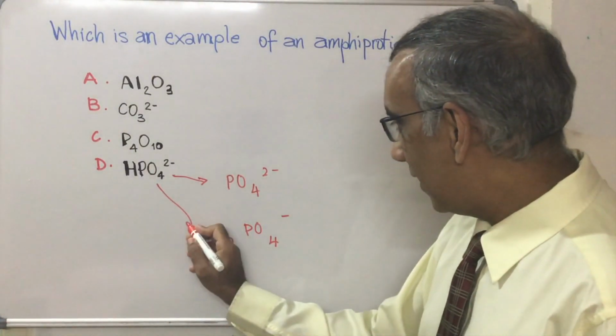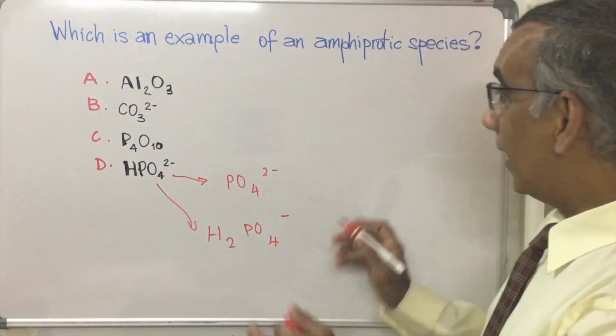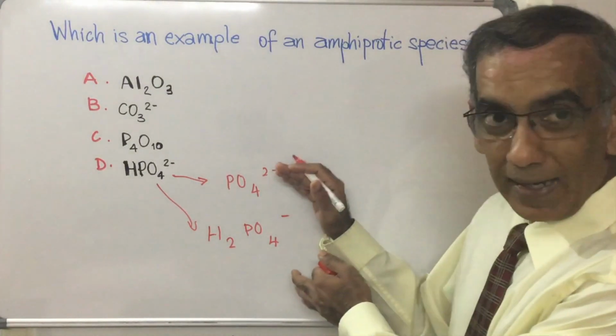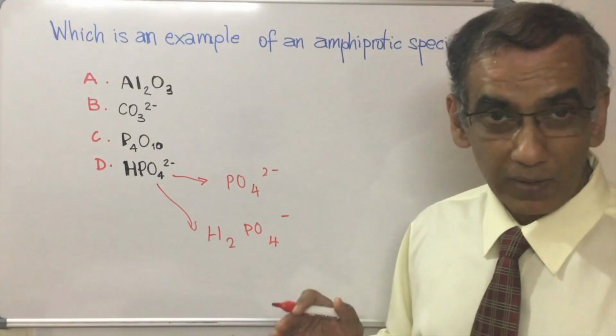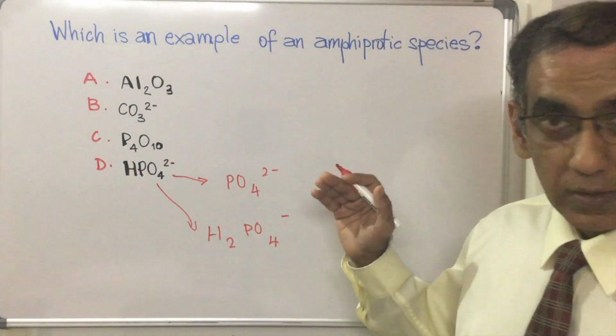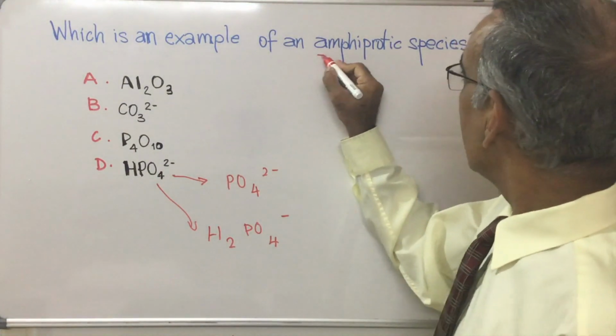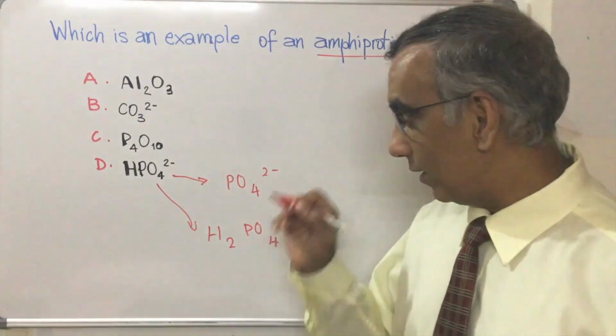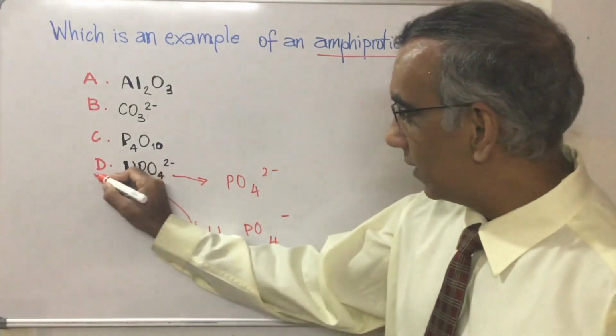And if it can behave as both an acid and a base, Bronsted-Lowry acid and a base, then such a species is deemed to be amphiprotic. And of course, the answer to this question is D.